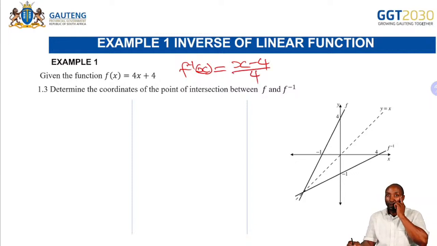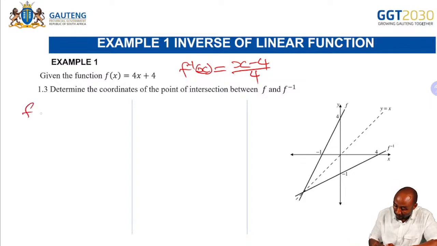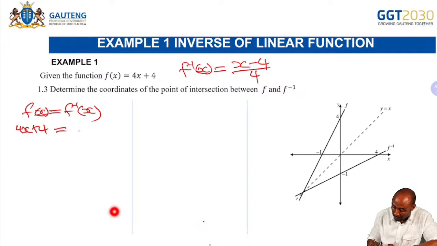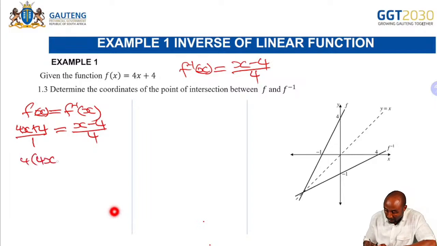Remember, for us to get the point of intersection, we can equate the two functions. Our f of x is equal to f inverse x. Using the equations, our f of x is 4x plus 4 is equal to x minus 4 over 4. This as a fraction, I can write it over 1. We can cross multiply and we get 4 times 4x plus 4 is equal to x minus 4.